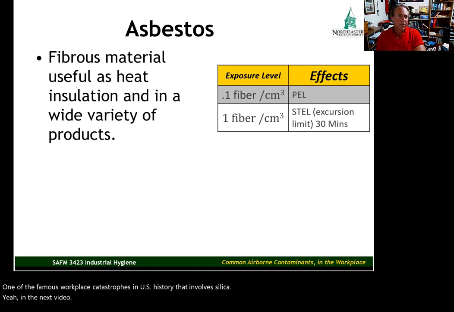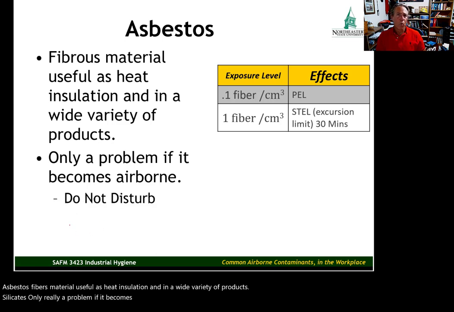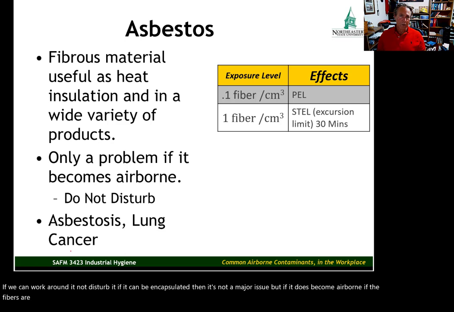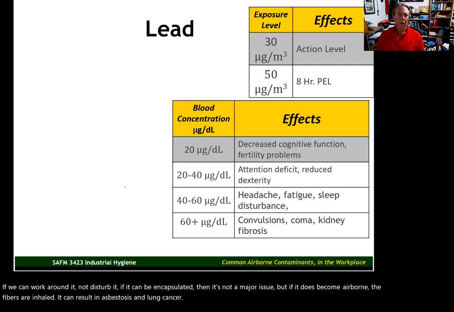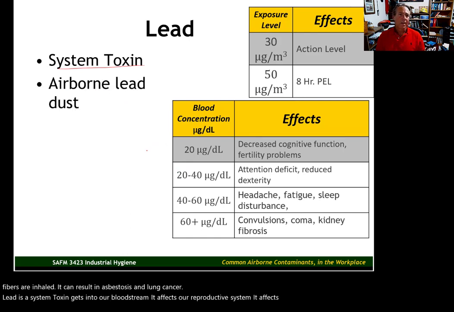Asbestos, a fibrous material useful as heat insulation and in a wide variety of products. Like silica, it's only really a problem if it becomes airborne. If we can work around it, not disturb it, if it can be encapsulated, then it's not a major issue. But if it does become airborne, if the fibers are inhaled, it can result in asbestosis and lung cancer. Lead is a system toxin. It gets into our bloodstream. It affects our reproductive system. It affects our nervous system.